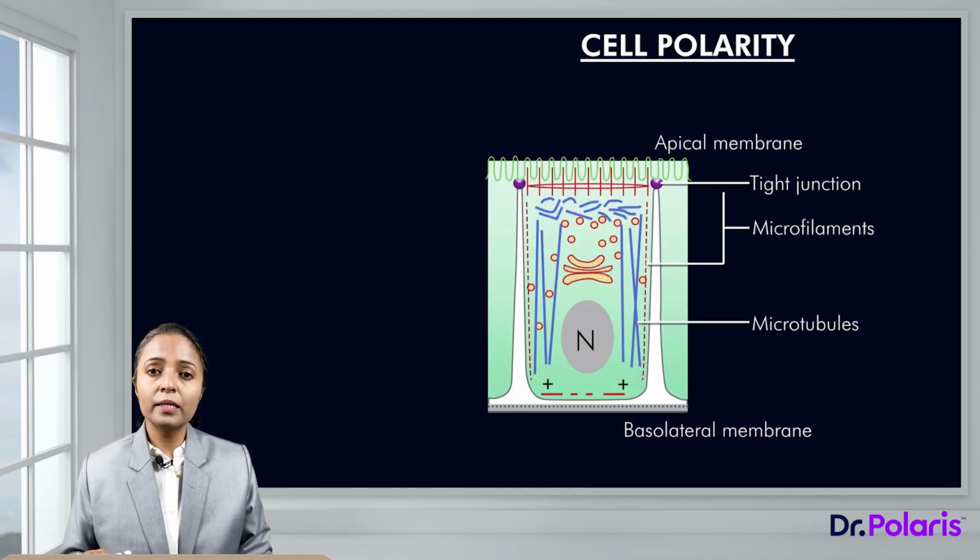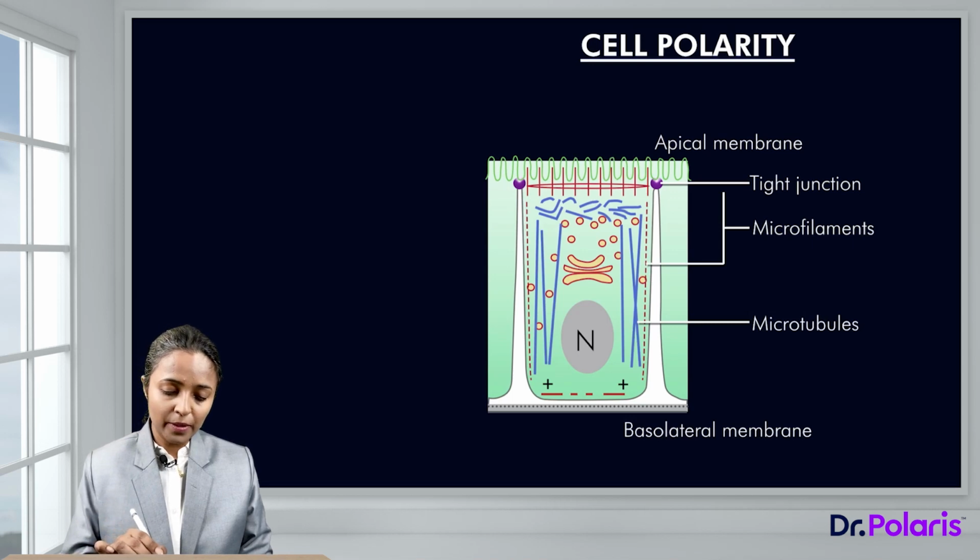Now, the cell membrane gives the cells a polarity. Polarity means the apical part of the cell membrane differs from the basolateral part of the cell membrane. Now, the proteins which are present on the cell membrane, their arrangement on the cell membrane provides the cell a polarity. What does this mean? Actually, the apical part of the cell membrane is different from the basolateral part of the cell membrane.